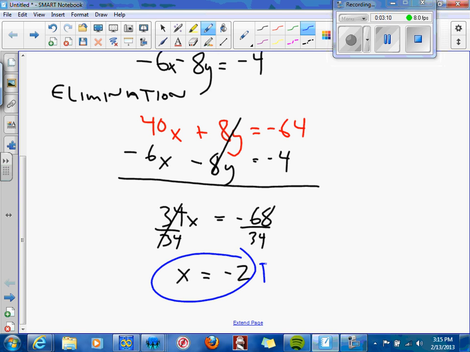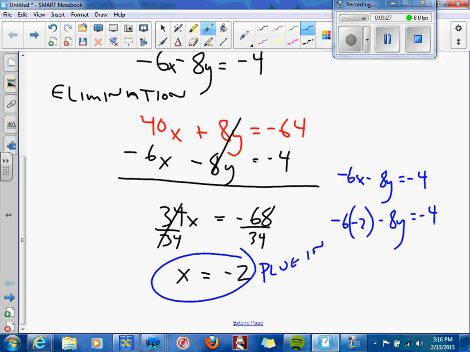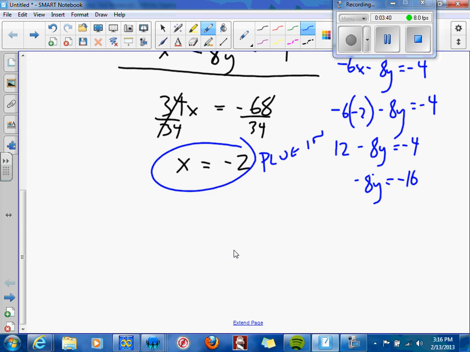So we plug it in. It doesn't matter which equation we plug into. So let's say we do negative 6x minus 8y is equal to negative 4. That'll be negative 6 times negative 2 minus 8y is equal to negative 4, which turns into 12 minus 8y is equal to negative 4. If I subtract 12 from both sides, negative 8y is equal to negative 16. So, final answer.